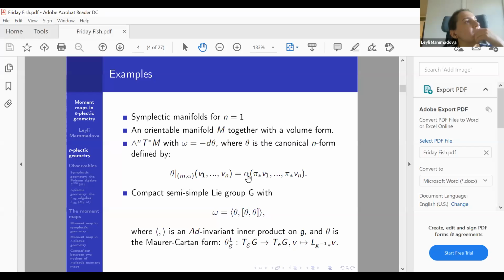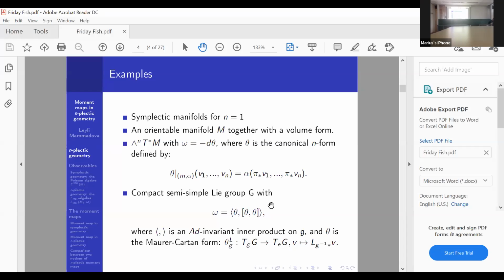Ah, right. That's a good point. Let me think. I think if this group is acting on itself by translations, then actually there is a weak moment map, but not a homotopy moment map. And the weak moment map, is it clear?